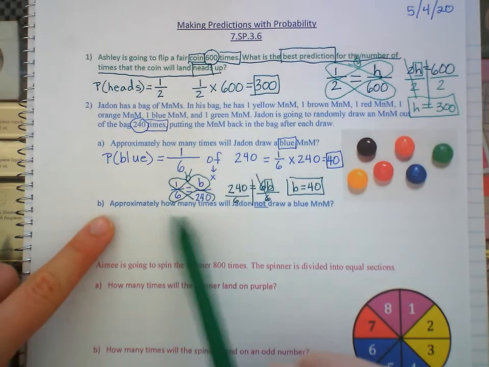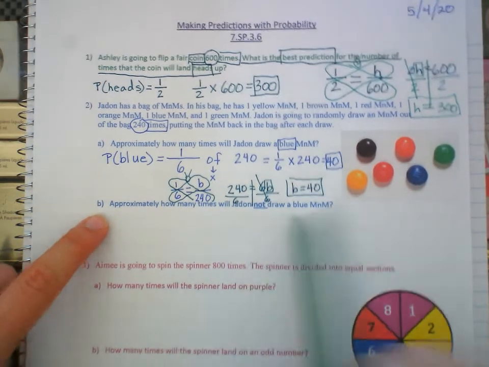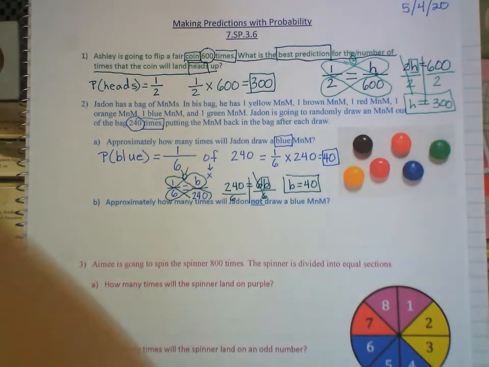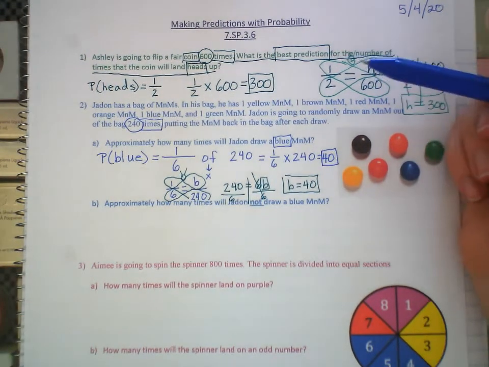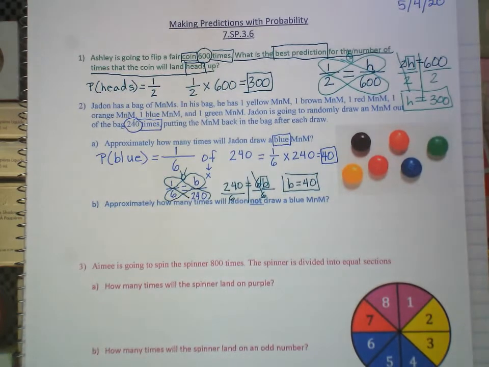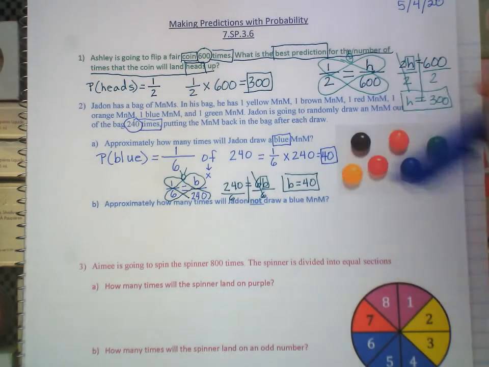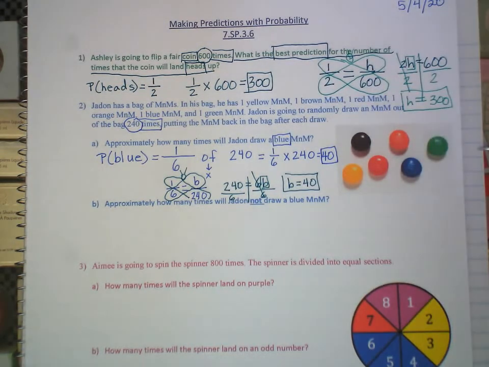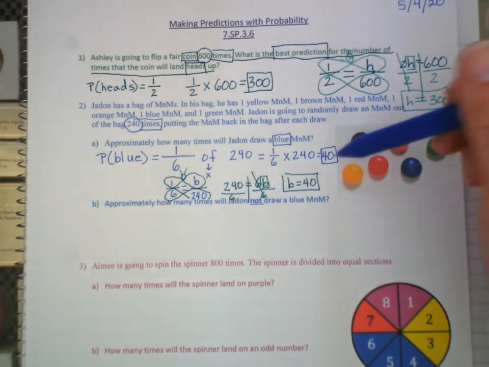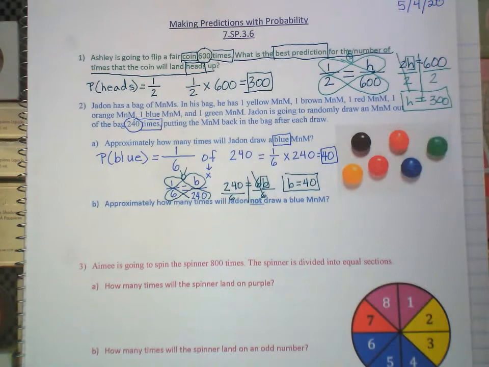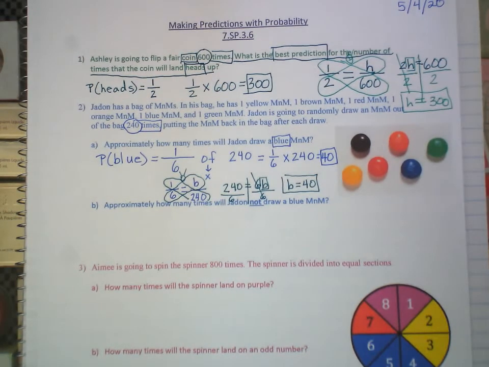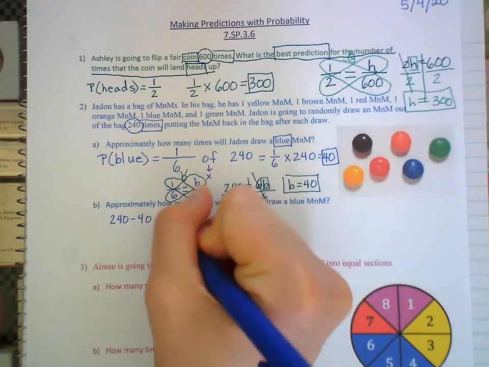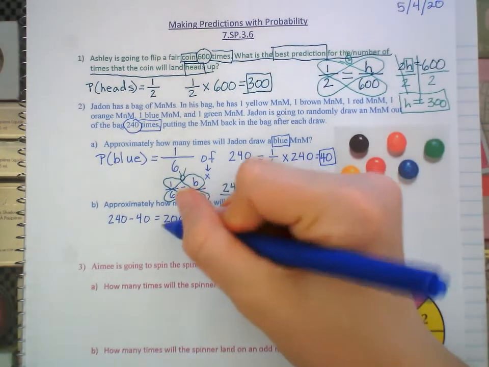Next, approximately how many times will Jaden not draw a blue M&M? So, not. Now, I'd really be curious to be in class with you guys right now and try this, because he drew 40 blue M&Ms approximately out of 240 M&Ms. So roughly how many times will he not draw blue? Well, if he drew blue 40 times out of the 240, how many times will he not draw it? 240 minus 40 equals 200. So that means about 200 of the times he will not draw the blue.